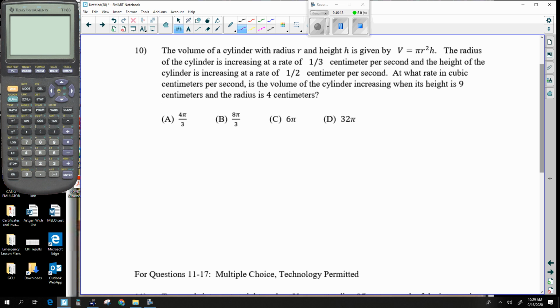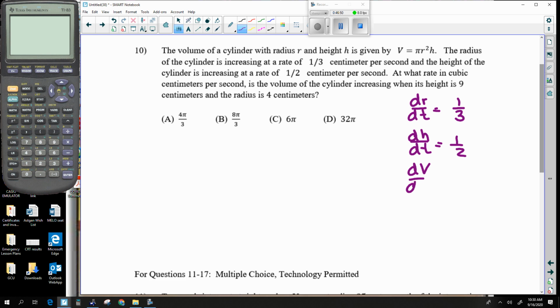Volume of the cylinder with radius r, height h is given by blah, blah, blah. The radius of the cylinder is increasing at a rate. Okay, so the radius is increasing. So dr/dt is increasing at 1/3 centimeters per second. So increasing, so that's a positive. The height of the cylinder is increasing, so the dh/dt is increasing at 1/2 centimeters per second. At what rate in cubic centimeters per second is the volume increasing?